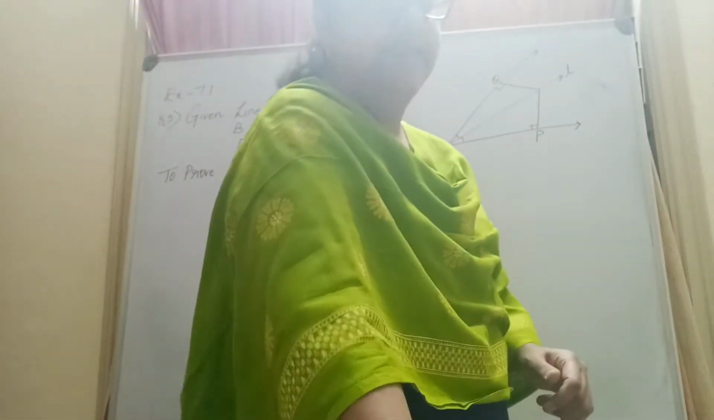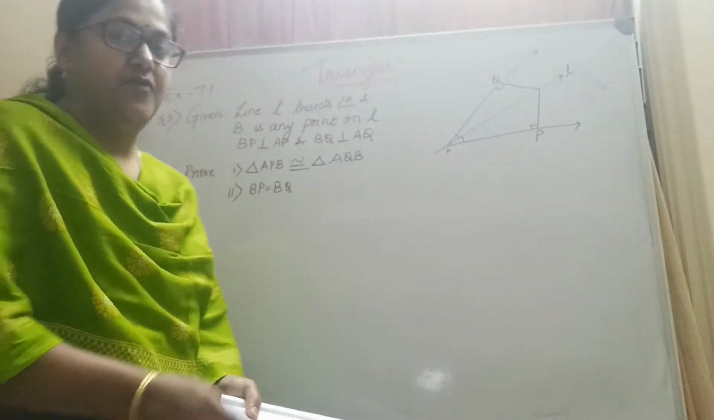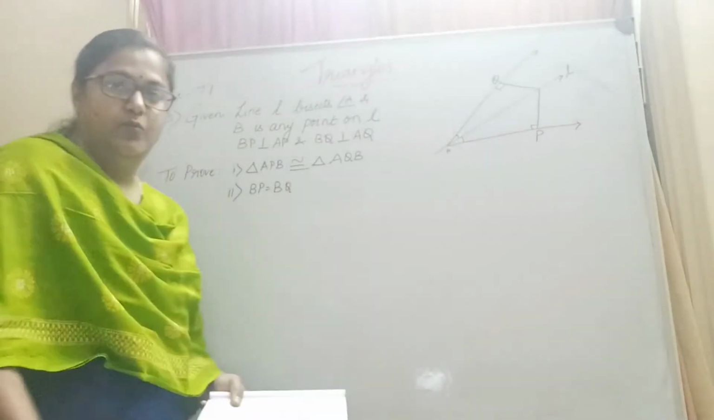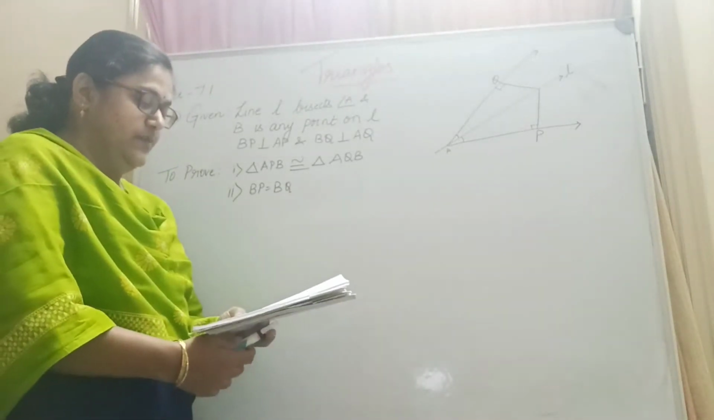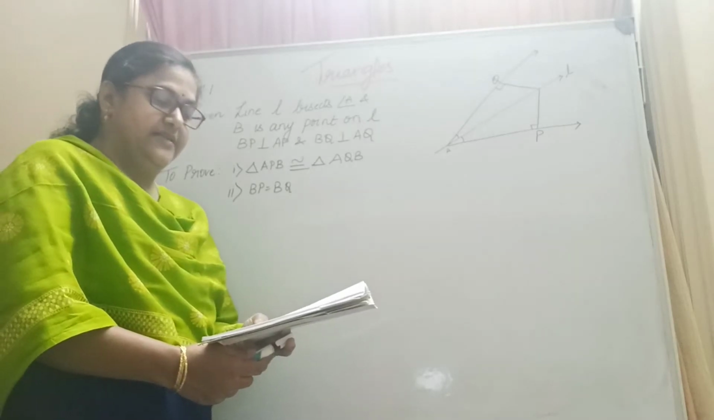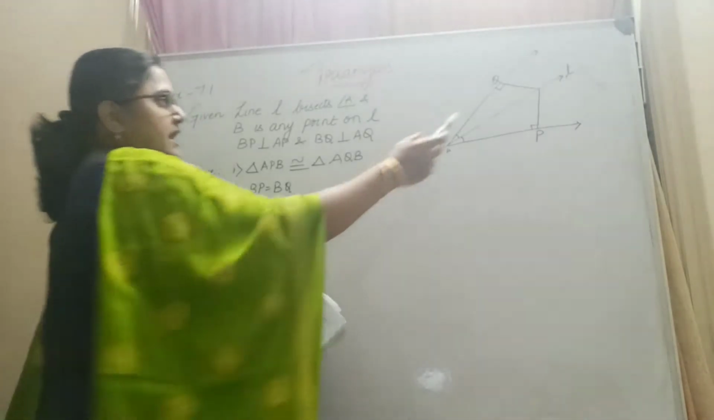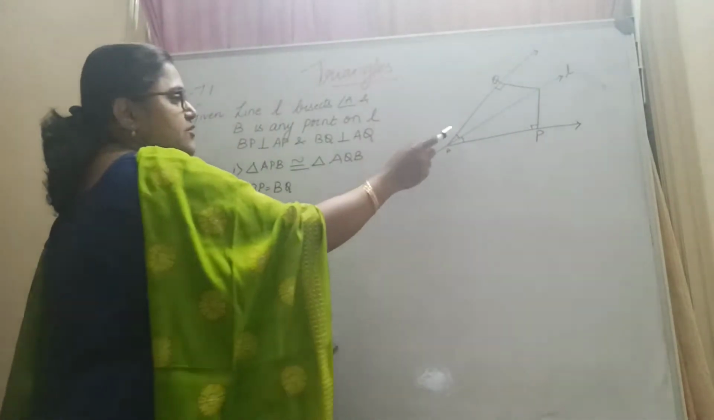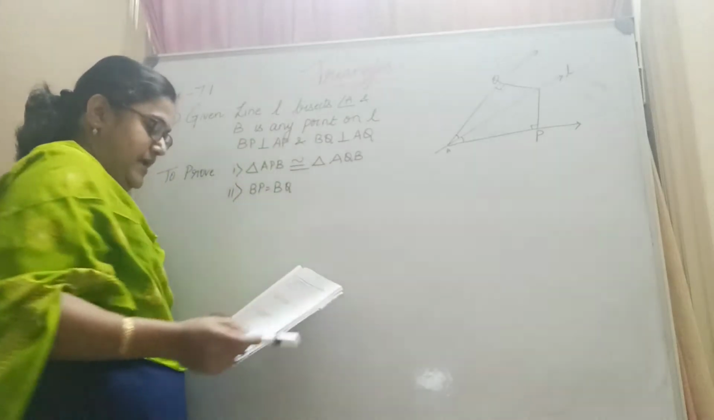The question says line L is a bisector of angle A. I have not written the question fully here. You will have your textbook. I have just written the given part. Let L be the bisector of an angle A. So we have a line L which is the bisector of angle A. So I have written here, line L bisects angle A.